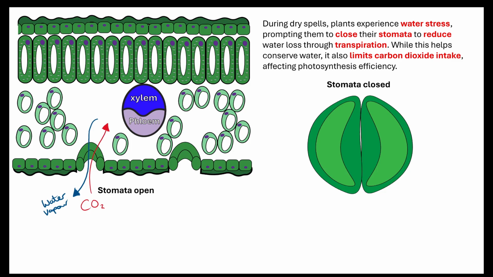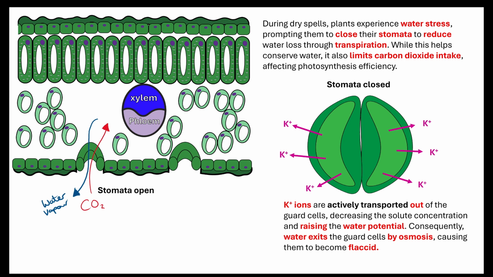So let's just remind ourselves about how the stomata are actually closed, because this is part of your module 2, differentiation of cells. So we know that we have guard cells which surround our stomata, and those guard cells can be signaled to actively transport potassium ions out of their cells. Now, if they are actively transporting these potassium ions out of their cells, that's going to decrease the solute concentration and raise the water potential. That's going to mean that water will leave by osmosis.